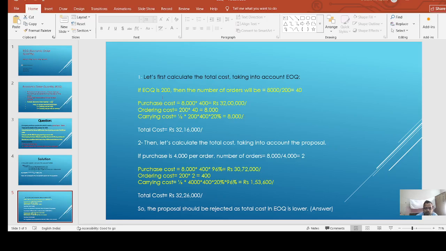Here the EOQ is 200. Then the number of orders will be, if at one time the company purchases 200 units, the total demand is 8,000 units. So how many times does it have to order? 8,000 by 200 is equal to 40. It's pretty easy. So what is the purchase cost? Total 8,000 units.